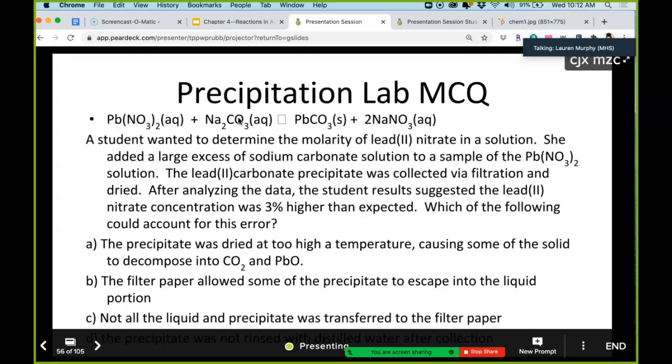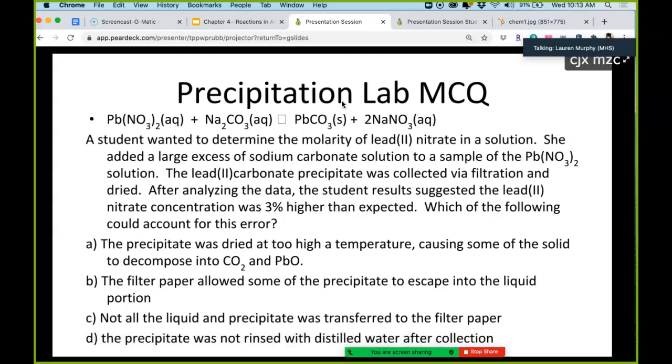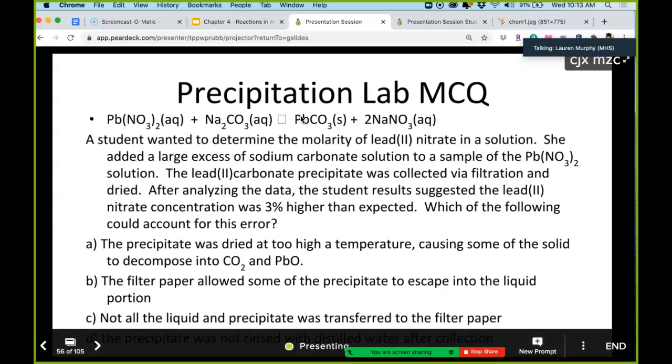So this is a direct proportion. If you get a high number of lead 2 carbonate, it's probably because you had a high concentration of lead 2 nitrate. If you get a small amount of lead 2 carbonate, it's probably because you had a small concentration of lead 2 nitrate. So they do their analysis and they realize that their precipitate mass was too high. So they do their percent error and they're off by 3%, and it's 3% too high, meaning they got more precipitate than they should have.